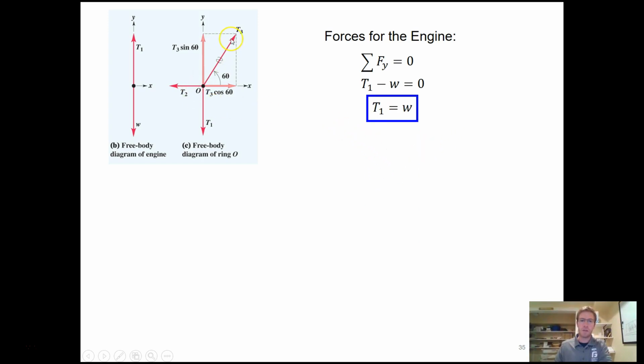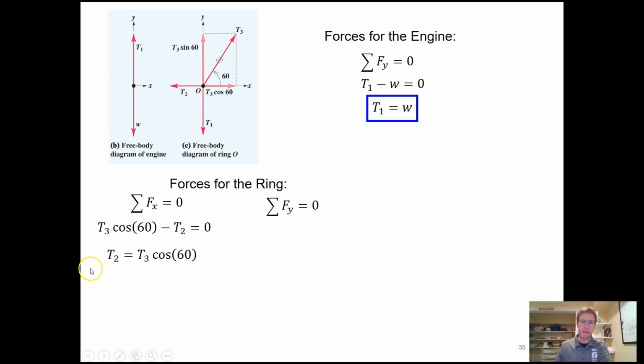To solve for T2 and T3, though, I need to use the ring. So I'm now going to do the sum of the forces on the ring, following the same process. In this case, I have forces in the X direction, and I have forces in the Y direction. In the positive X, I have T3 cosine 60, and in the negative X, I have T2. So T3 cosine 60 minus T2 equals 0. I can solve and see, okay, T2 equals T3 times the cosine of 60, but I don't know T2 and I don't know T3. I need to find both of them, so I'm stuck. Bummer. So I'll move on to the Y direction and see if maybe that helps.